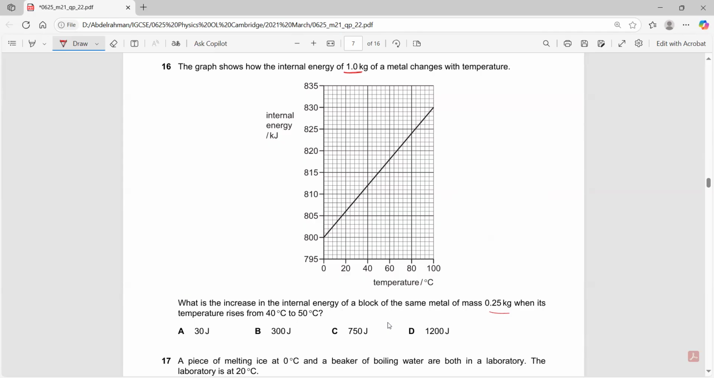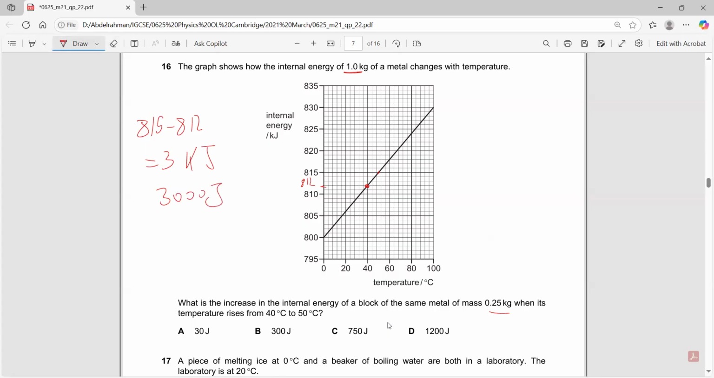How can I do that? From 40 to 50. So this is 40. It was at 812, right? This is 812. And then at 50, it should reach 815. So 815 minus 812, this is 3 kilojoules, right? Or 3,000 joules, right?